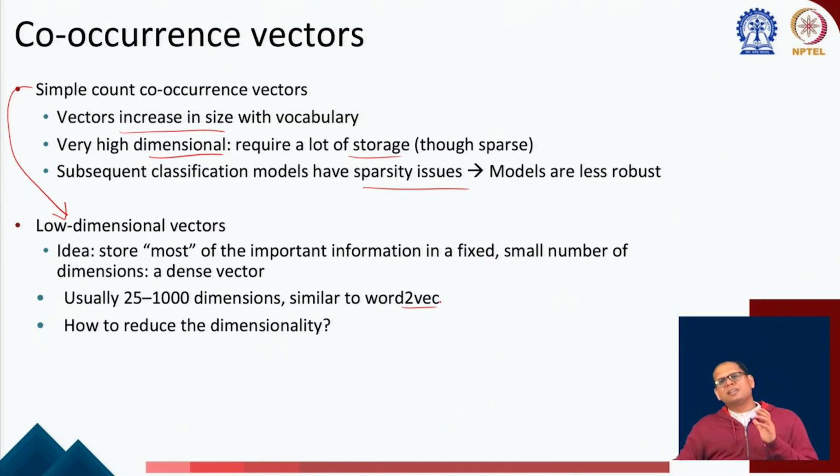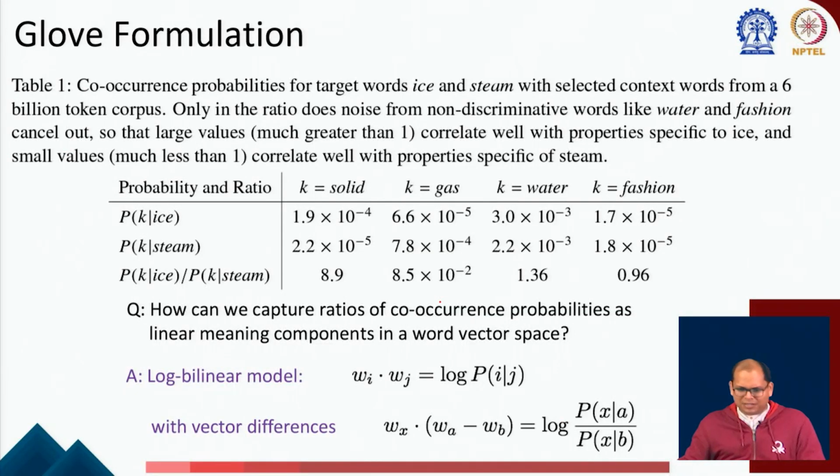Now the question is, how do we get the best of both worlds, so that we still use the co-occurrence statistics from the entire data at once, but use some low dimension vectors to denote these. And that's where the idea of the GloVe vector formulation came in, right. So this is a nice example that shows how this actually works.